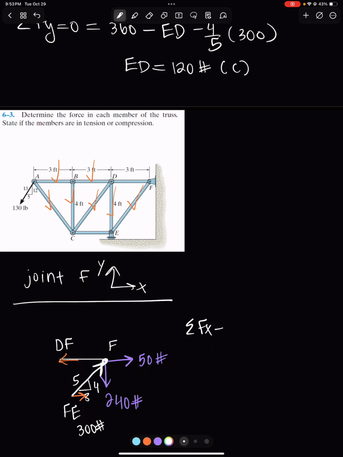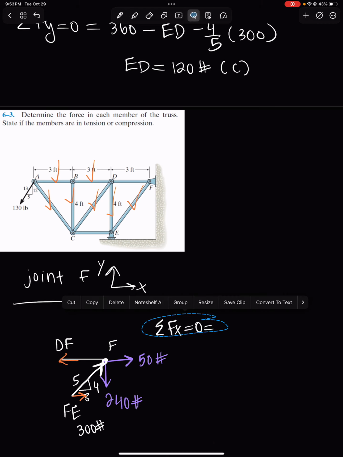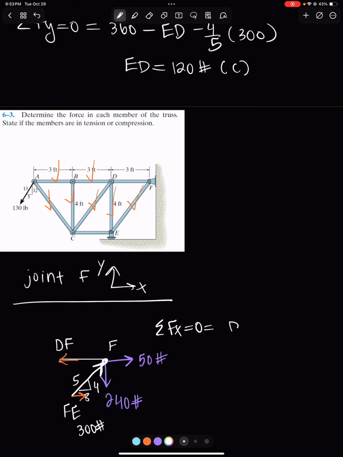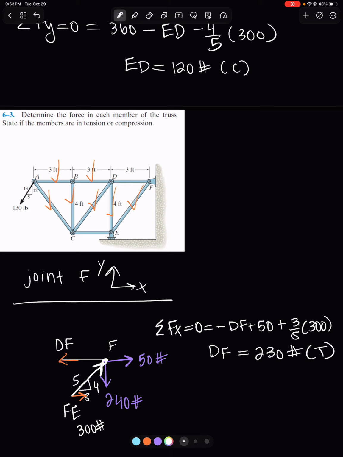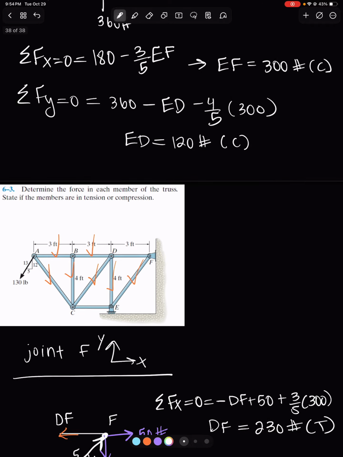Let's sum our forces in the x direction to find DF. So negative DF plus 50 plus 3/5 times 300. DF equals, thought there was a negative there, sorry. DF equals 230 pounds tensile force because it's pulling on the joint. And I think that's everything.